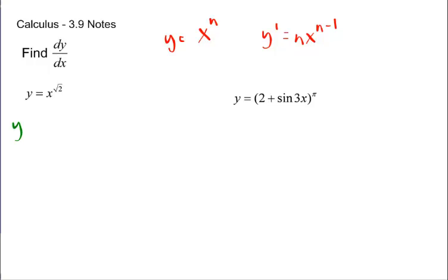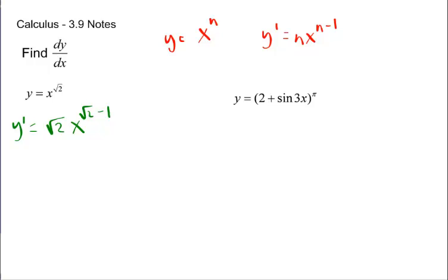So over here, y prime. What's y prime equal to? Well, it's equal to the exponent, the square root of 2, times x to the square root of 2 minus 1 power. And that's it. That's all you can do. There's no other trickeration to that or anything crazy. That's it. We leave the exponent exact. Do not write a decimal exponent. Just leave it exact. Well, what about 2 plus sine 3x?